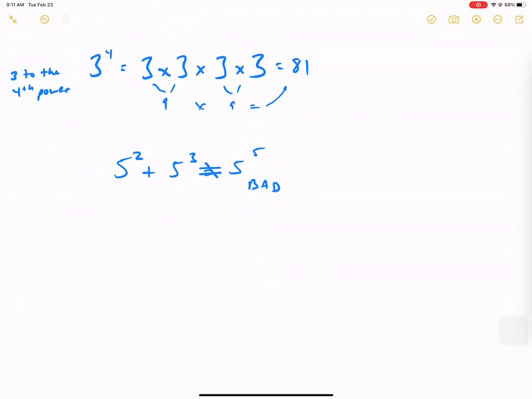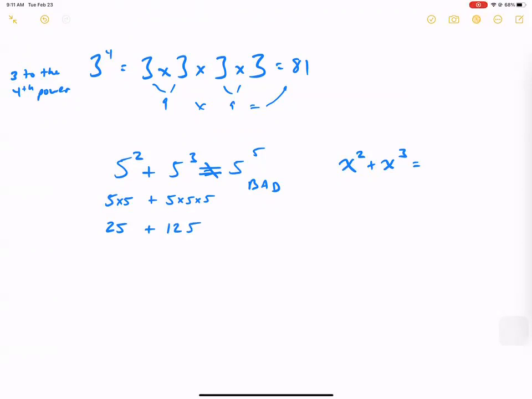Now, you might think that these are like terms. But what if I wrote this a different way? What if I wrote x squared plus x cubed? Are these like terms? No, they're not like terms. What we're saying here is we have 5 times 5. Over here is 5 times 5 times 5. Now, just because you kind of look alike, does it mean you're alike? The answer here is no. 5 squared and 5 cubed are totally different. 5 squared is actually 25, and 5 cubed is 125.